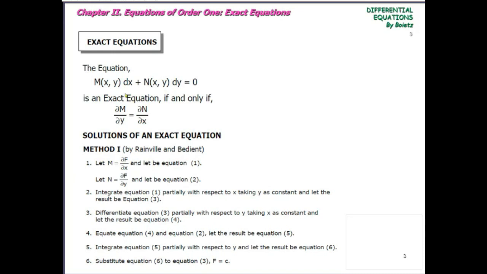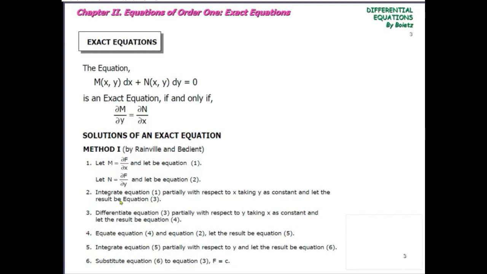Una muna, let M is equal to partial derivative of f with respect to x. Ang basa dyan, partial derivative of f with respect to x. And call that equation 1. Then let N, the coefficient of dy, equal partial derivative of f with respect to y. And call that equation number 2. Then step 2, integrate equation 1 partially with respect to x, taking y as constant. So integrate mo to with respect to x, and then you will treat y as constant. Okay, integrate this partially. And then the result, I call that equation number 3.